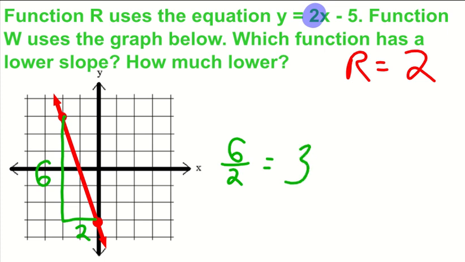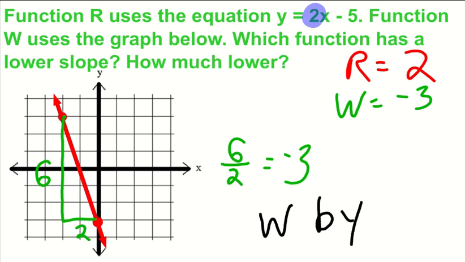Now, here's the other thing. Is that graph positive or negative? It's a negative. Why is it? It's decreasing as we move from left to right. So that means W has a slope of -3. So which one is lower? -3 is lower. So W, by how much lower? 5.